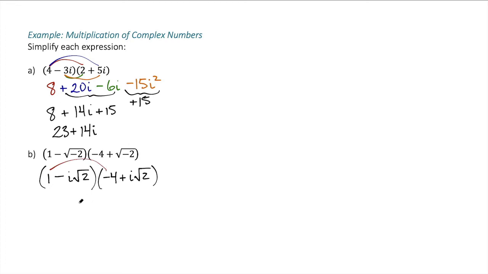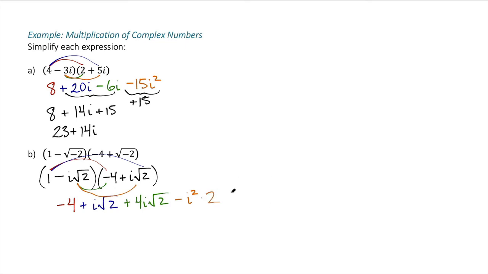So 1 times negative 4 is negative 4. And then we have 1 times i root 2, which is just i root 2. And then we have negative i root 2 times negative 4, which is positive 4i root 2. And then finally, we have negative i root 2 times a positive i root 2. That is negative i squared. And then square root of 2 times the square root of 2 is 2.